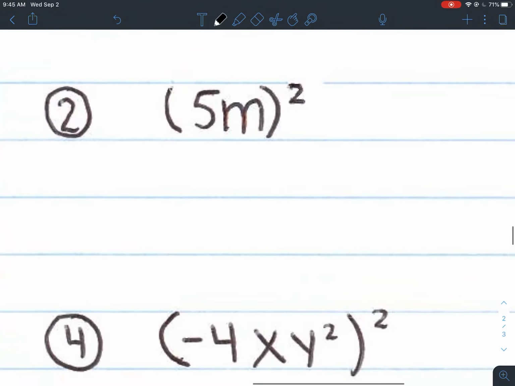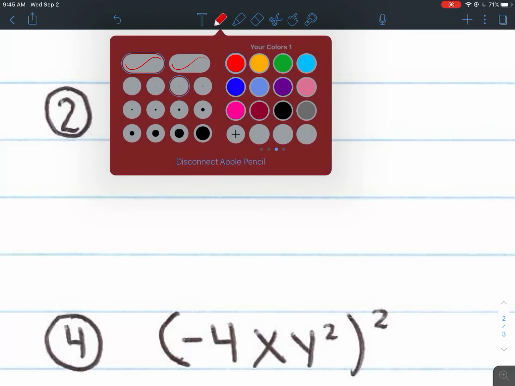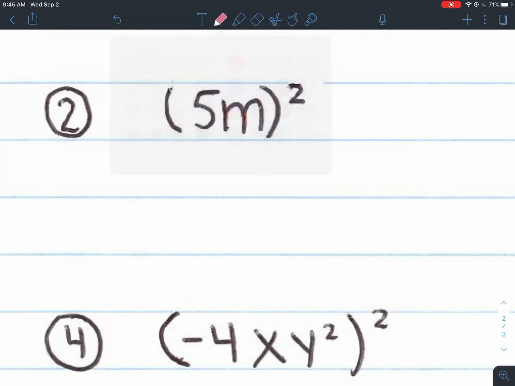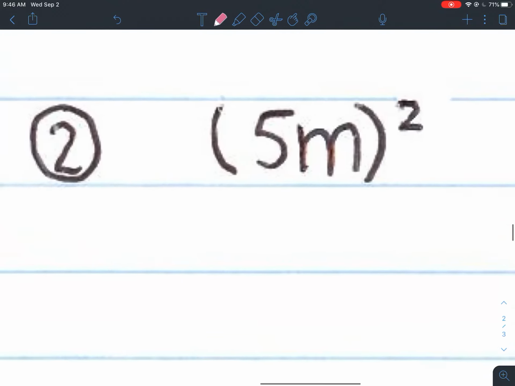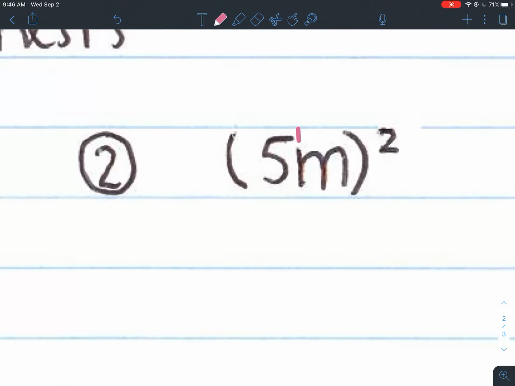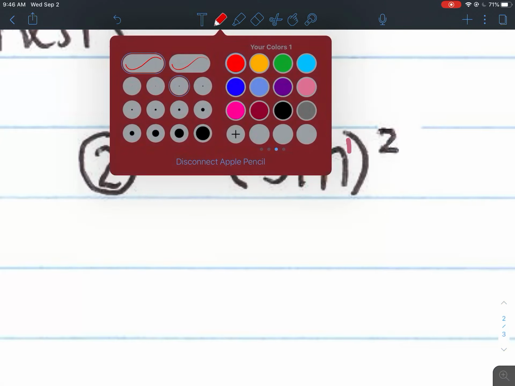Okay, moving on to number 2. 5m to the second power. Okay, now how many bases do I have inside the parentheses? I have 2 bases. I have a 5 and I have an m. You want to go ahead and identify all the exponents of your bases so you don't mess this up. The exponent on the 5 is a 1, and the exponent on the m is a 1. Now I know this because if they don't write it, there's really a 1 there. So you want to be super careful about that.